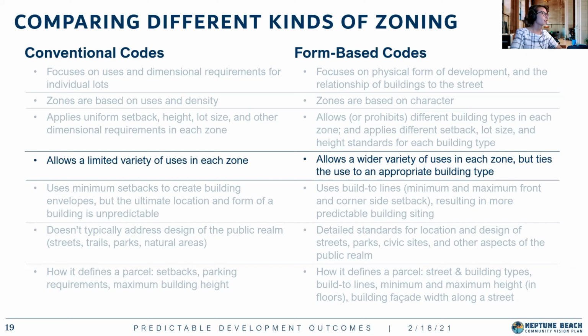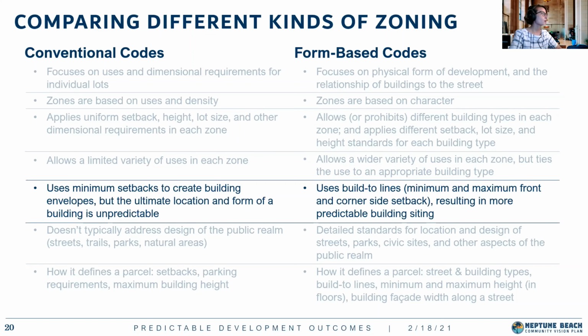Conventional codes allow a limited variety of uses in each zone, with the exception being mixed-use zoning districts. Form-based codes allow a wider variety of uses in each zone, but tie these to a specific and appropriate building type that fits within the character of that given zone. Now, that doesn't mean you can't restrict the uses. You can still decide what types of uses are allowed. It's just not the primary organizing element of the code.